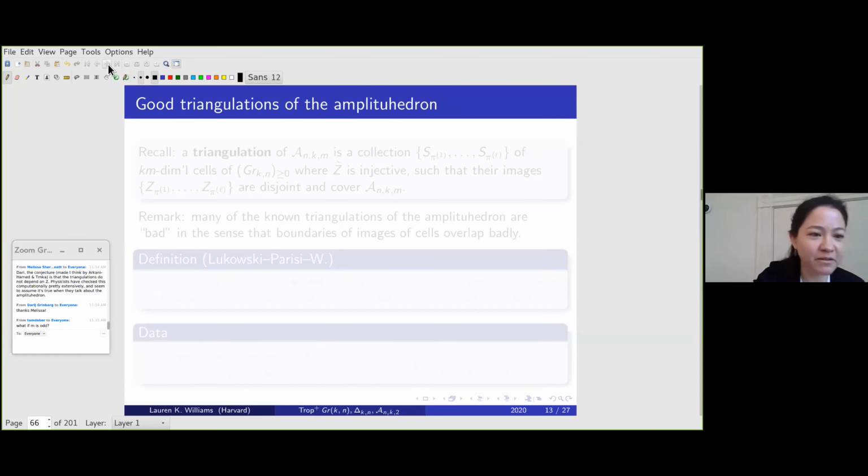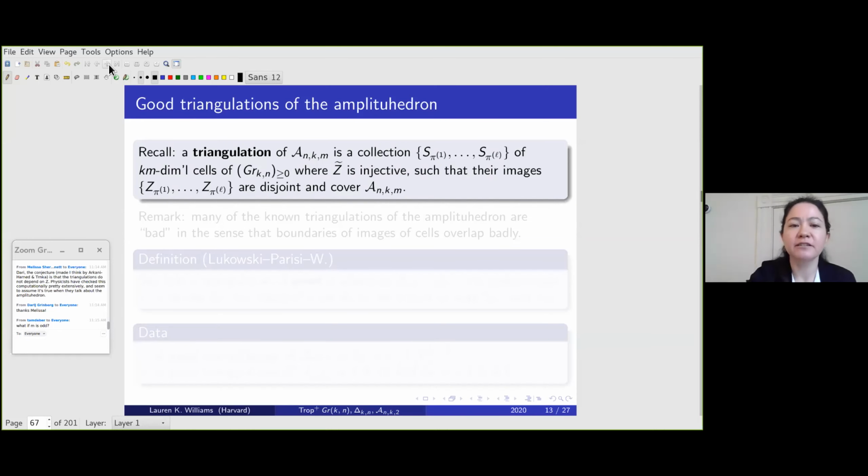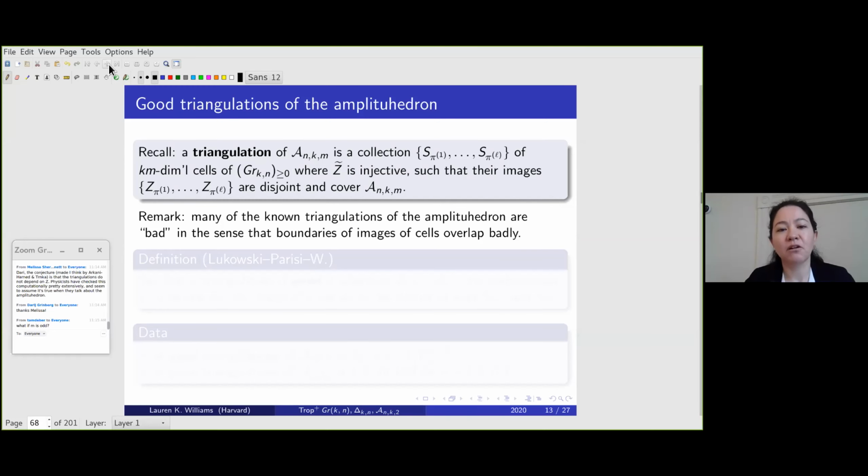Okay, so a moment ago, one of you had a question about boundary conditions on triangulations, and I'm going to get to that now. So let's recall that a triangulation is simply a collection of km dimensional cells of the non-negative Grassmannian, where z tilde is injective, such that their images are disjoint and they cover the amplituhedron. Now, there are various known triangulations of the amplituhedron for certain values of n, k, and m, and many of the known triangulations are bad in the sense that boundaries of images of cells overlap badly. So it makes sense to impose some conditions on how boundaries should behave.